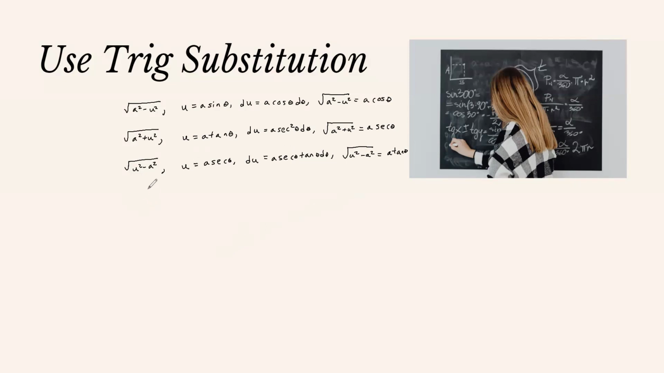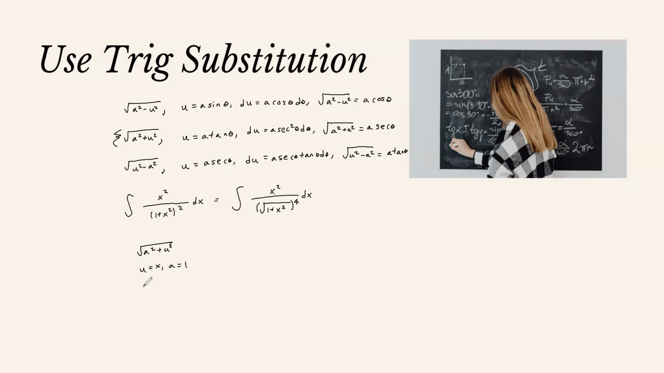Now let's see this all in action. We'll take a look at the example, the integral of x squared divided by 1 plus x squared squared dx. We'll start off by rewriting this as x squared divided by the square root of 1 plus x squared raised to the 4th dx. And now, alert, we have one of our cases. We have the square root of a squared plus u squared, where u is x and a is 1.